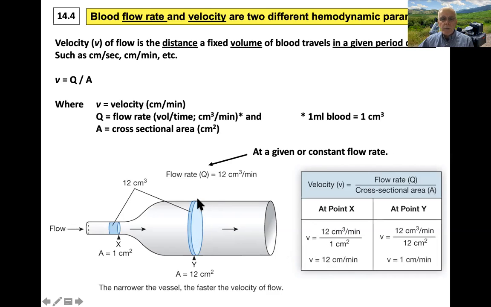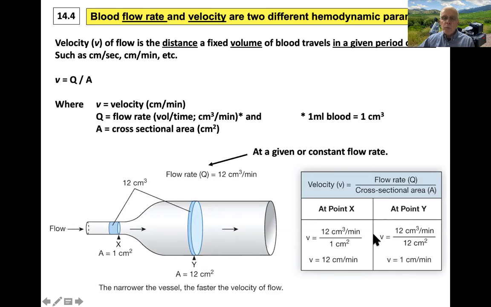We move out into the larger diameter, and she says we're going to increase it 12 times now. So again, the flow rate's coming in. She hasn't changed that. The only variable here is the cross-sectional area. So she tabulates that for me. She says at point Y, velocity equals Q over A. Q is constant, I'm not going to vary that, but I'm going to increase the area to 12 square centimeters. Well, 12 into 12 is 1. So the velocity decreases 12 times because the cross-sectional area has increased 12 times.